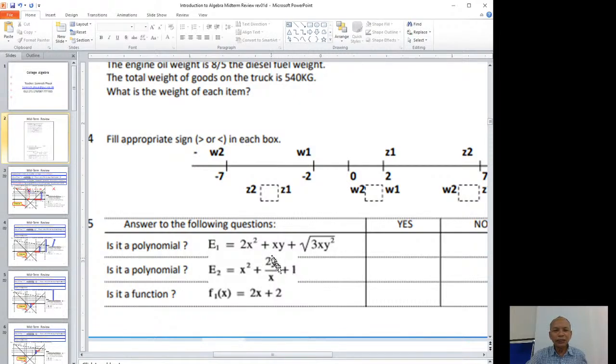But the middle term here has x to the power minus 1, because x is in the denominator. Minus 1 doesn't belong to n, so it's a fraction. When the term is a fraction or the term is a radical, the term cannot be a monomial, and the whole thing cannot be a polynomial.